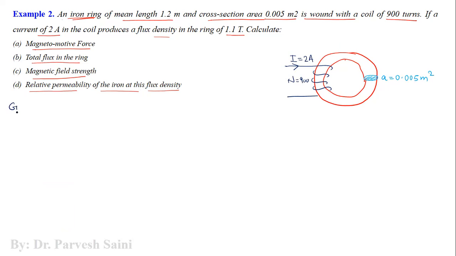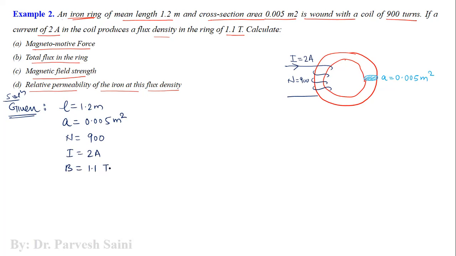So the given parameters are mean length L, which is 1.2 meter, the area of cross section, which is 0.005 meter square, and N is also given, which is 900. Then the current in the coil is 2 ampere, and flux density B is 1.1 Tesla, right? So the first is magnetomotive force we have to find out, MMF.